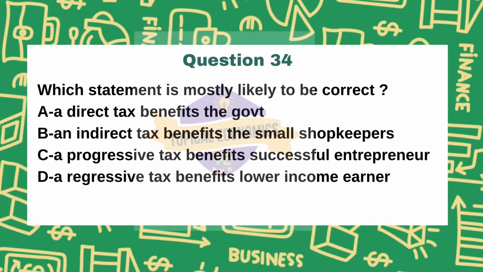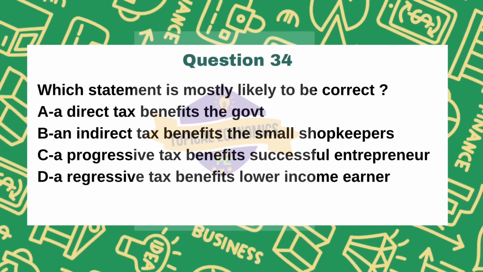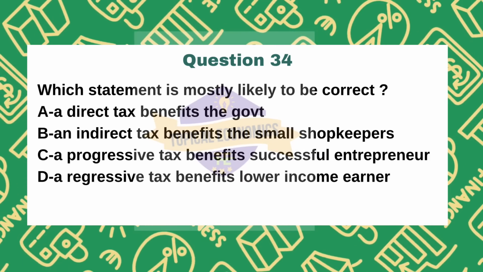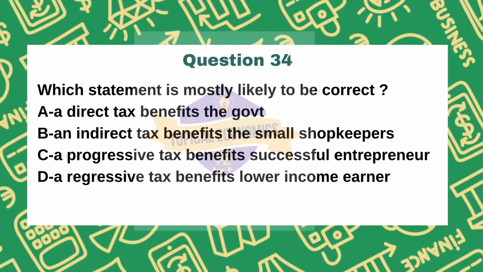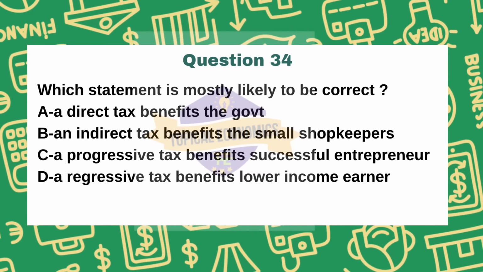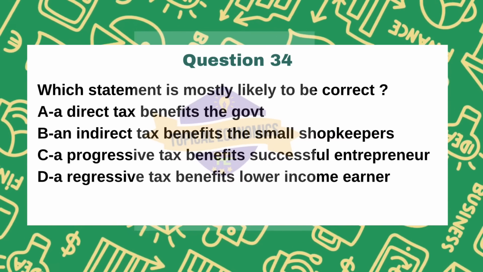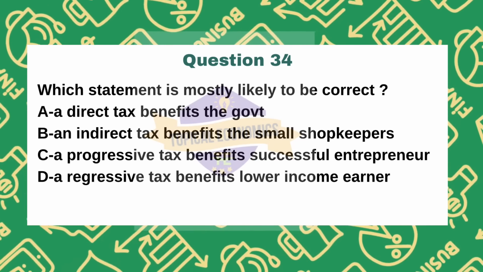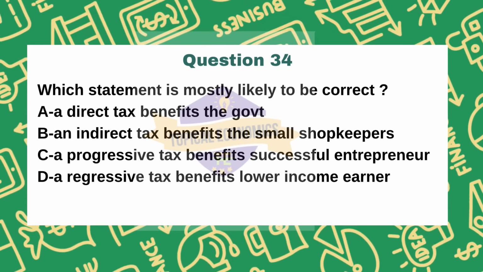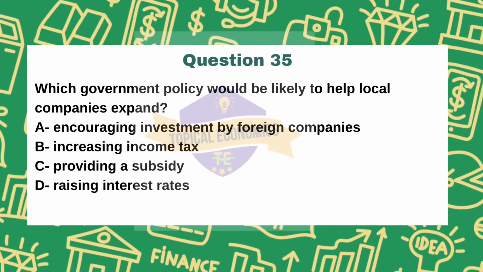Lastly, option D, a regressive tax benefits lower income earners. Regressive taxes take a larger percentage of income from low-income earners compared to high-income earners, making this statement incorrect. Such taxes can disproportionately affect those with lower incomes. Moving on to question 35.